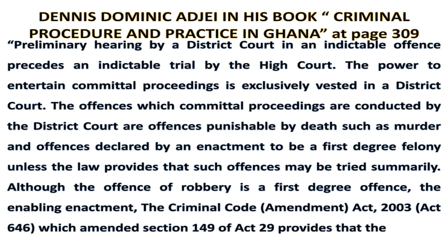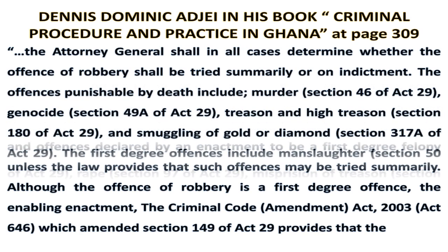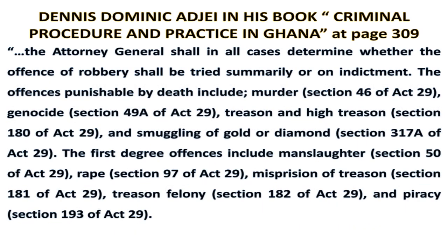That although the offense of robbery is a first degree offense, the enabling enactment, the Criminal Code Amendment Act 2003, Act 646, which amended section 149 of Act 29, provides that the Attorney General shall in all cases determine whether the offense of robbery shall be tried summarily or on indictment. Meaning that even though robbery is a first degree felony, the law has given a possibility of trying robbery, even though a first degree felony, by a summary trial.